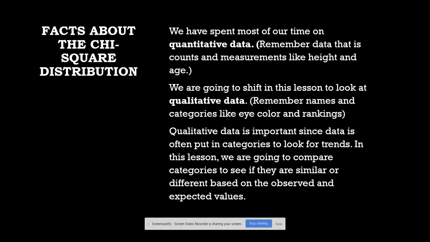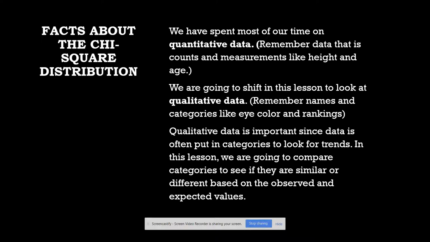Most of what we're going to talk about in this course talks about quantitative data, which is counts and measurements like height and age. But now we're going to shift and we're going to talk about qualitative data. And remember, that's data that has names and categories like eye color and ranking.